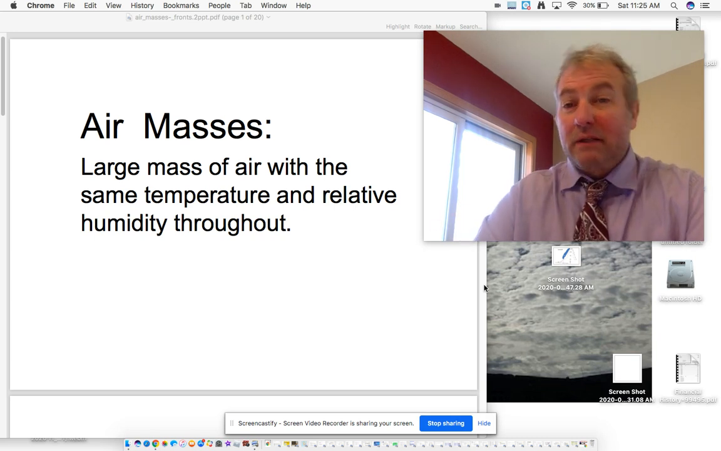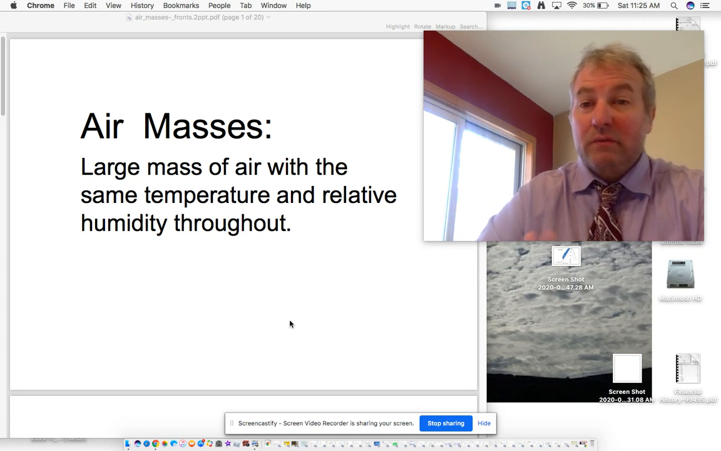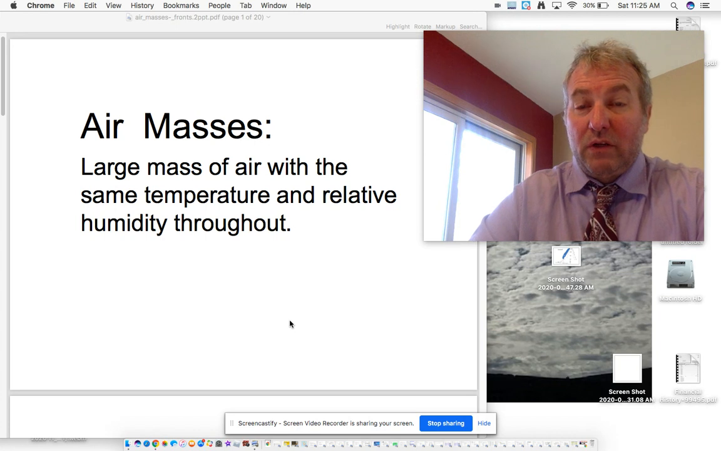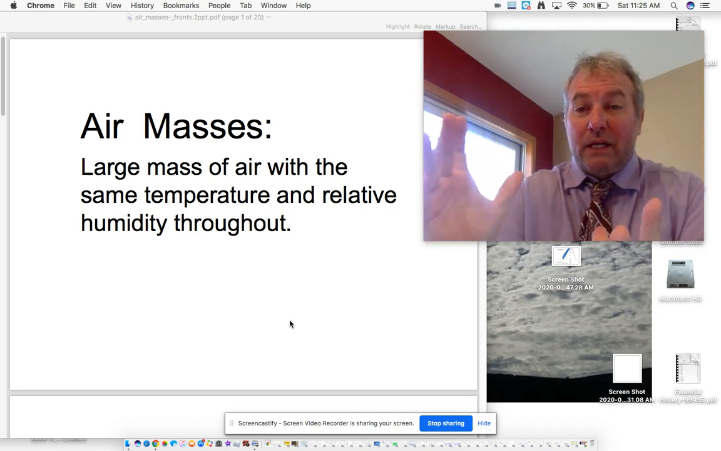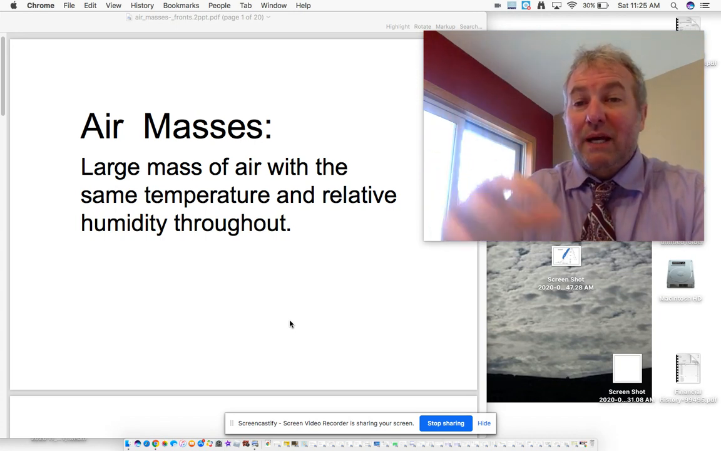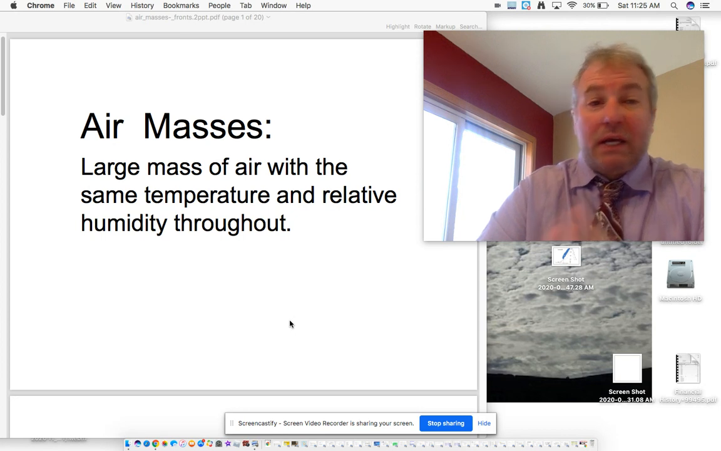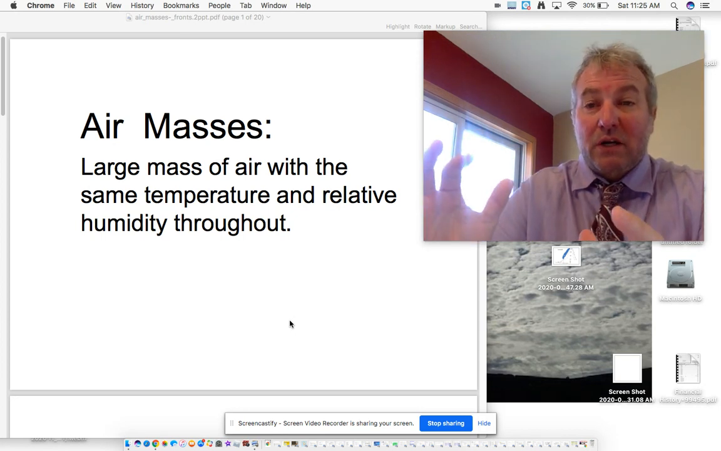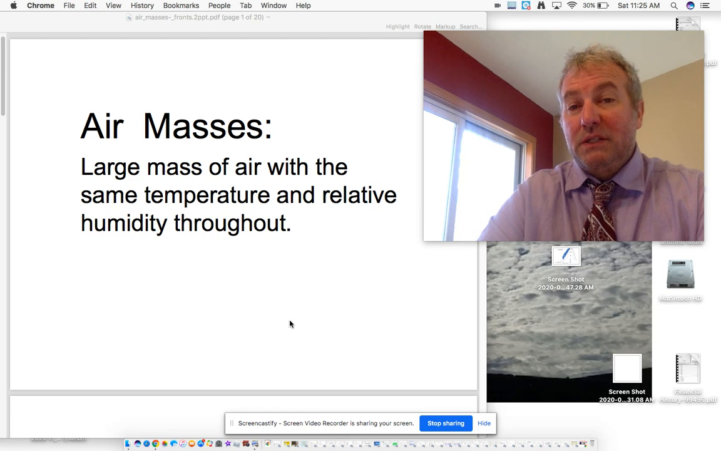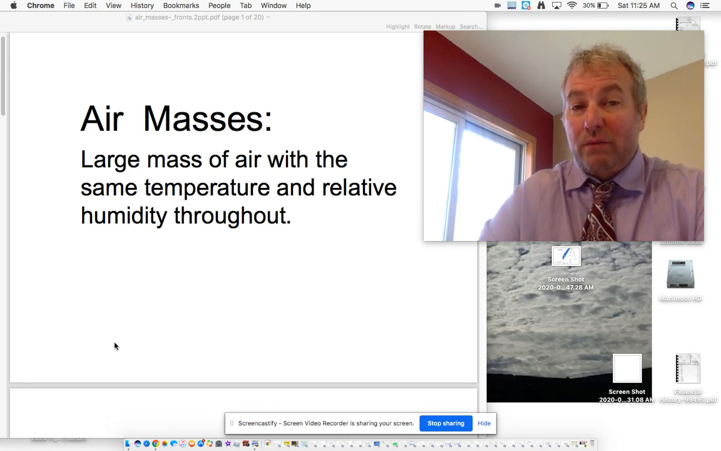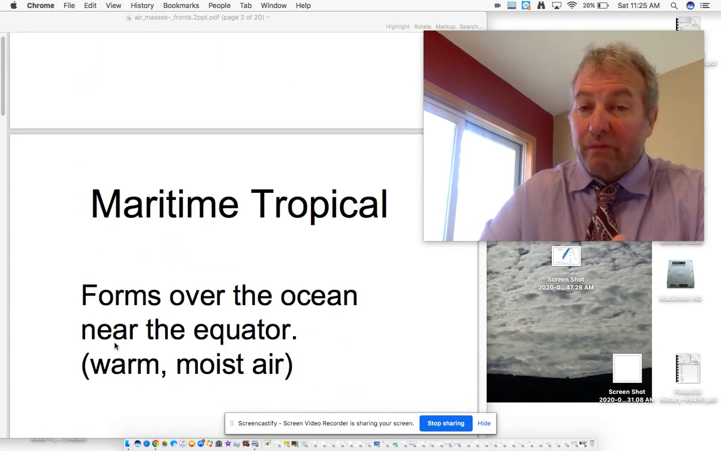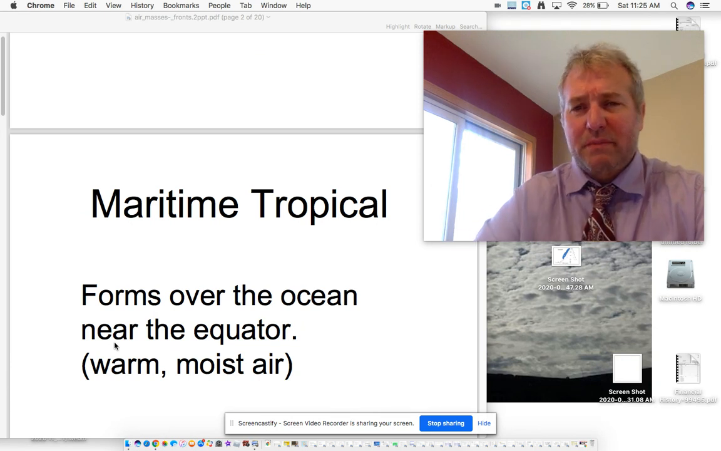Today we're going to talk a little bit about air masses. I noticed in that cloud sheet, a lot of you wrote that what created those clouds are different air masses and fronts. An air mass is a large body of air with the same relative humidity and temperature all the way throughout. There are four types of air masses that come into Minnesota.